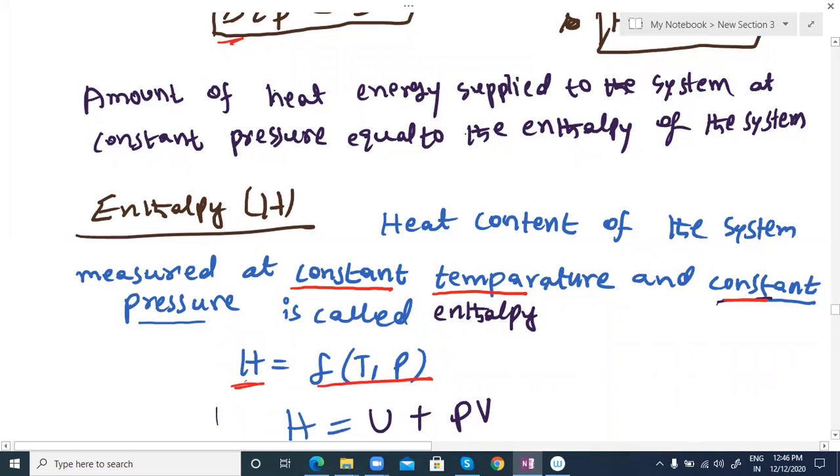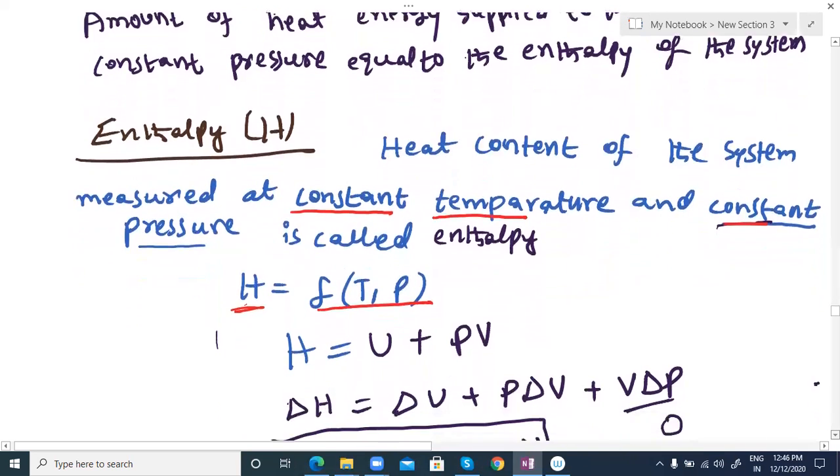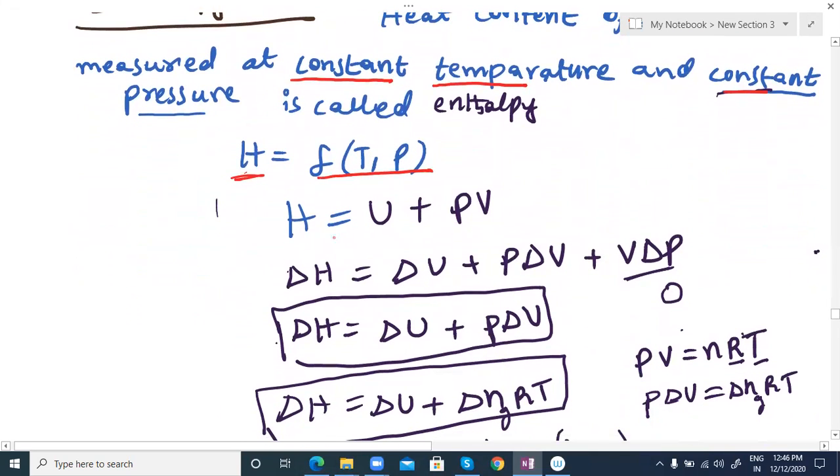So this indicates a function of temperature and pressure. So H equals U plus PV. This is the enthalpy. Differentiating both sides, I get delta H equals delta U plus P delta V plus V delta P. But at constant pressure, dP is 0, so delta P is 0. Then delta H equals delta U plus P delta V. And we can write PV equals nRT. We are differentiating here: P is constant, R and T are also constant, as I already mentioned, at constant temperature and constant pressure.